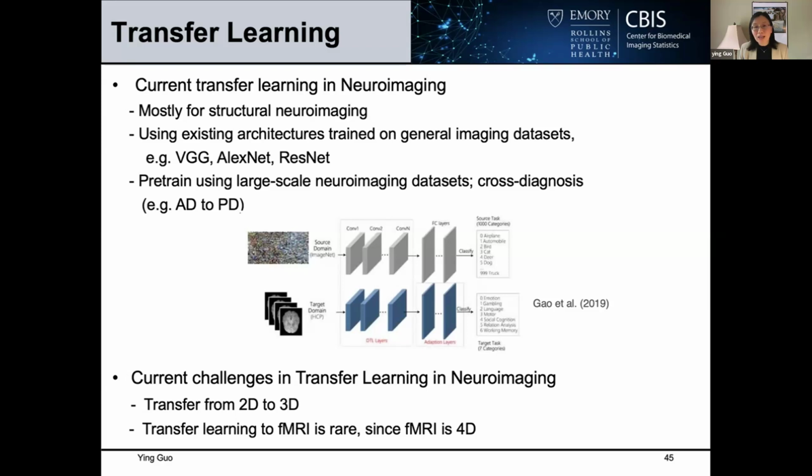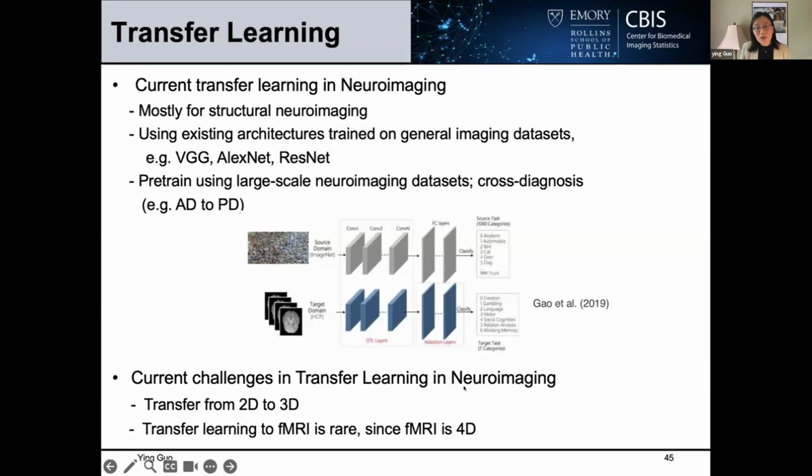Other types of pre-training are done by using publicly available large-scale neuroimaging datasets. However, since there are only limited large-scale neuroimaging datasets, often the match is not exact. So some transfer learning is done using cross-diagnosis transfer learning: train a model using the ADNI data, and then transfer it to study Parkinson's disease.